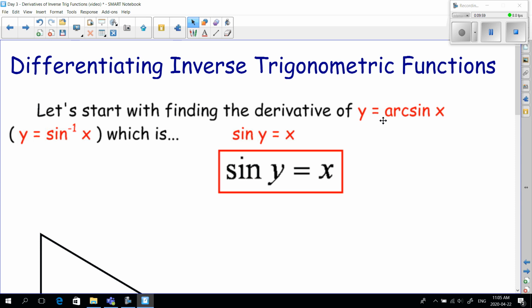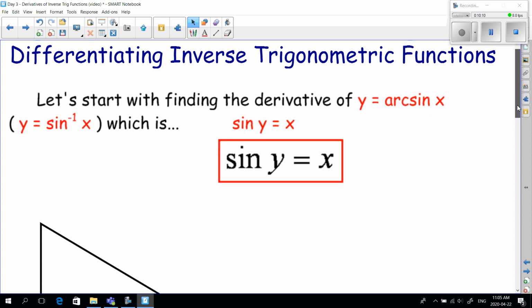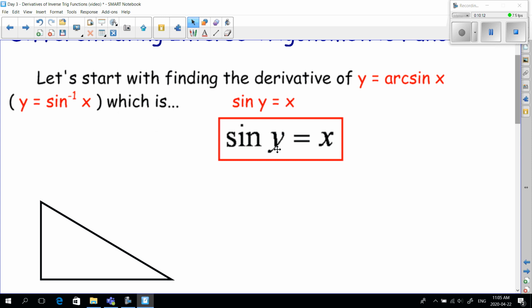All right, so for finding the derivative of arc sine x, or y equals inverse sine x. Remember, y equals inverse sine x is like saying the sine of angle y equals x. Now I could do the derivative of this using implicit differentiation. Remember this function is not in the form y equals, and I can't just divide both sides by sine. Like you can't have y equals x over sine. It doesn't work like that. You need to have an argument.